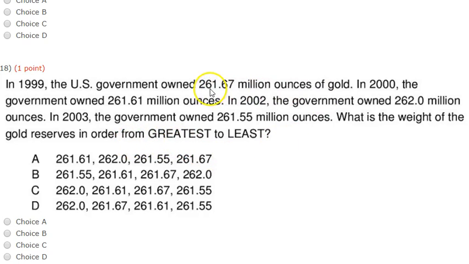So you have to put these numbers, the 261 and 67 hundredths, 261 and 61 hundredths, 262, and 261 and 55 hundredths million ounces of gold in order from biggest to smallest. A, B, C, or D.